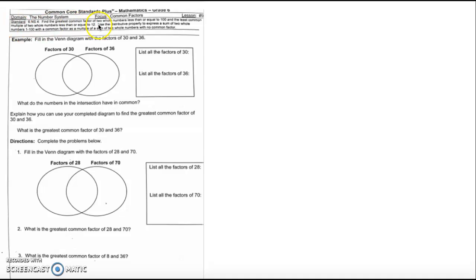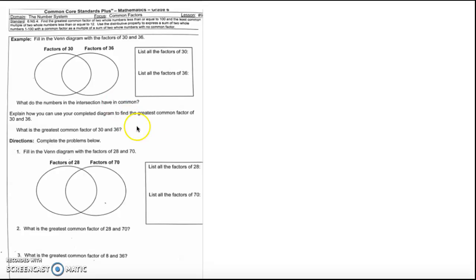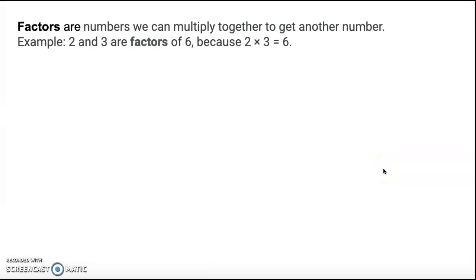So, we're going to be talking about common factors. We're going to be finding the greatest common factor of two numbers. And why is this important? Well, it's important because when we're doing fractions and we need to make equivalent fractions or divide them, we need to know the common factors. If we know the common factors, it'll go a lot quicker.